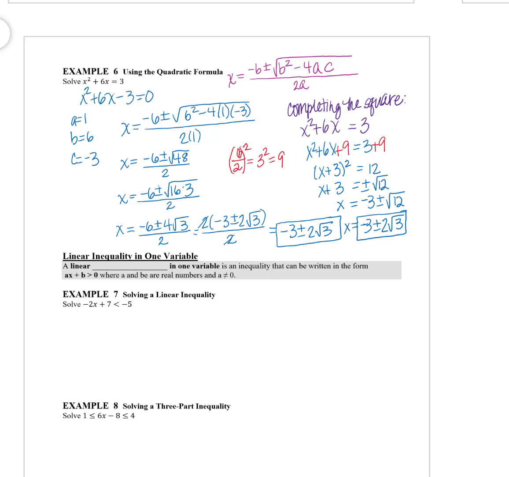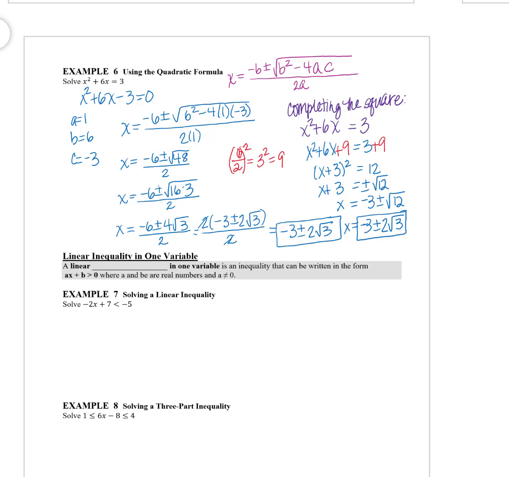Using the completing the square method is nice when the coefficient of x is even, because then when you take half of it, it's just a nice number. If the coefficient of x is not even, and or if you have a number in front of the x squared term, so coefficient of x squared, that's not 1, then completing the square can get really messy.